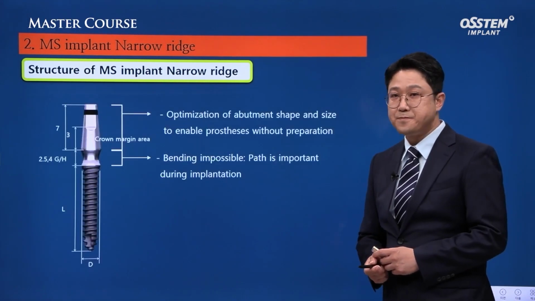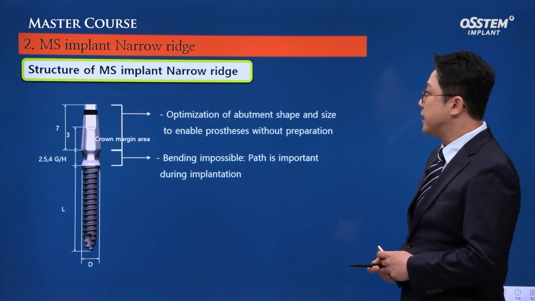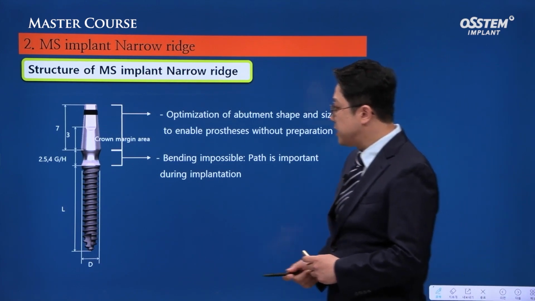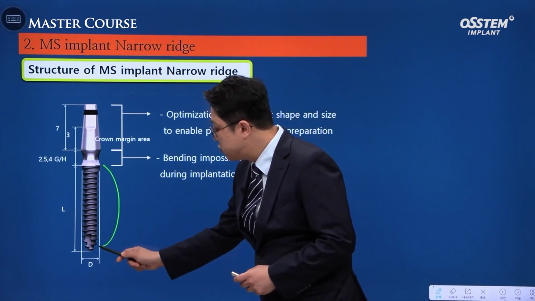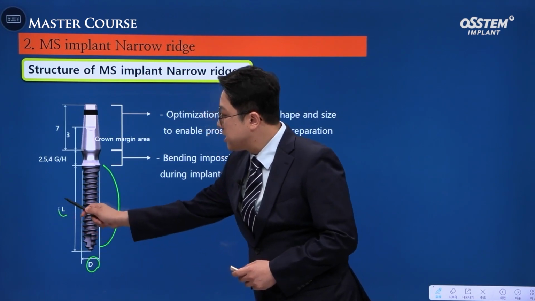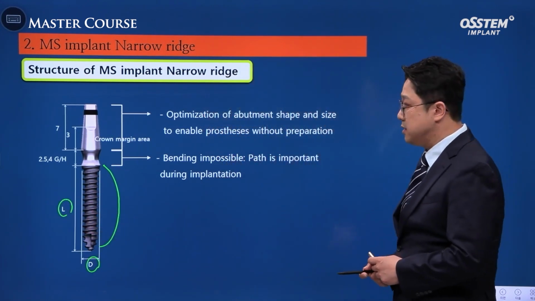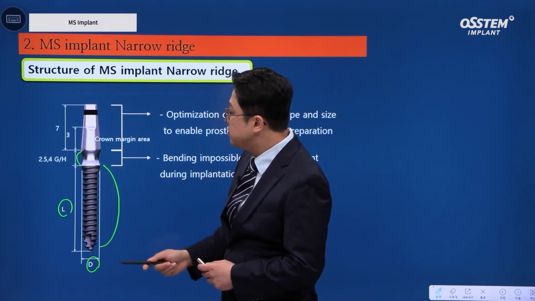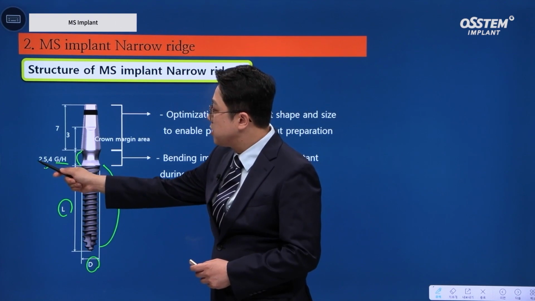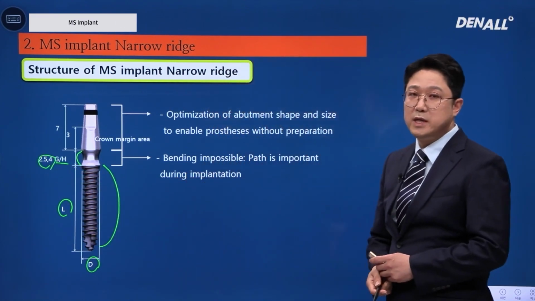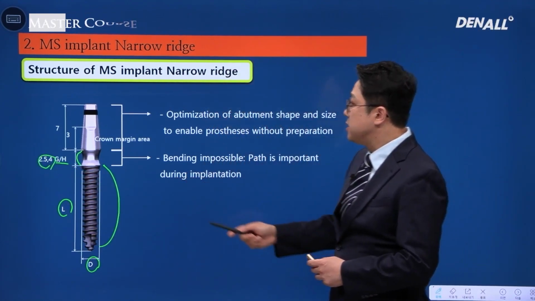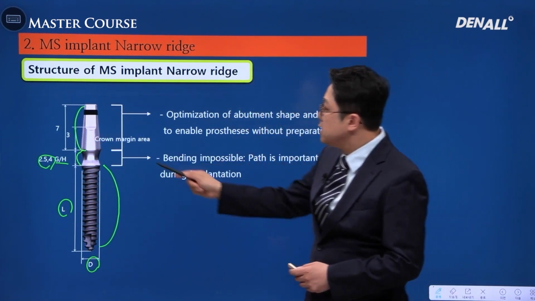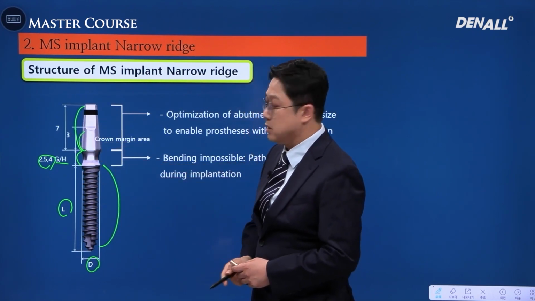If you look at the structure of MS implant narrow ridge, this is the implant body. The length and diameter of the implant body is the same with the implant itself. The gingival height, which is in contact with soft tissue, can be divided into 2.5 and 4. This is where abutment crown is connected. You can set the margin. On top of it, crown is mounted.